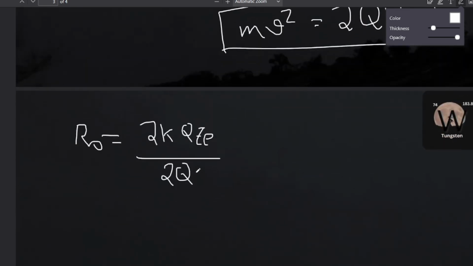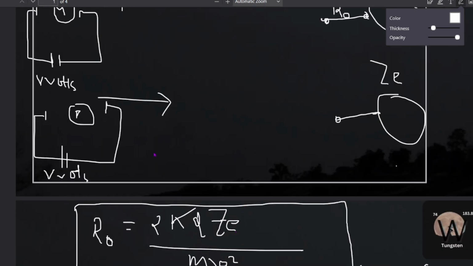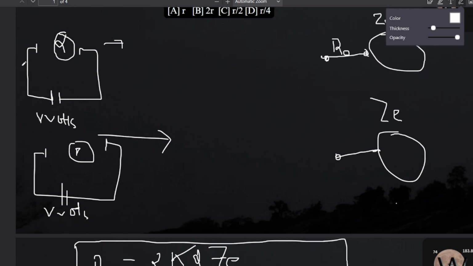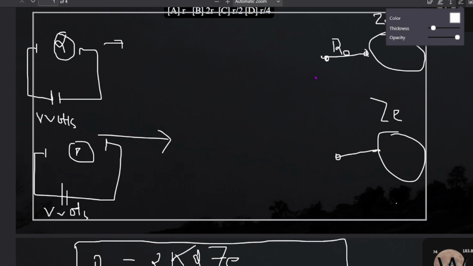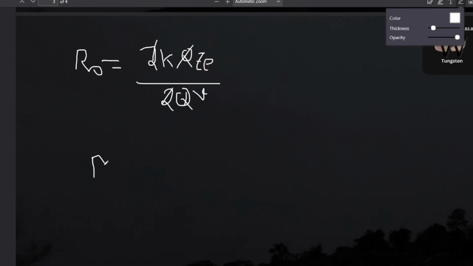V for voltage. Now if you see from here, 2 will be cancelled and q, the charge, will be cancelled, because in both of the formulas the charge is of the particle which is fired, and that is why it will be the same for both. The formula at the end becomes r0 is equal to kZe upon V.